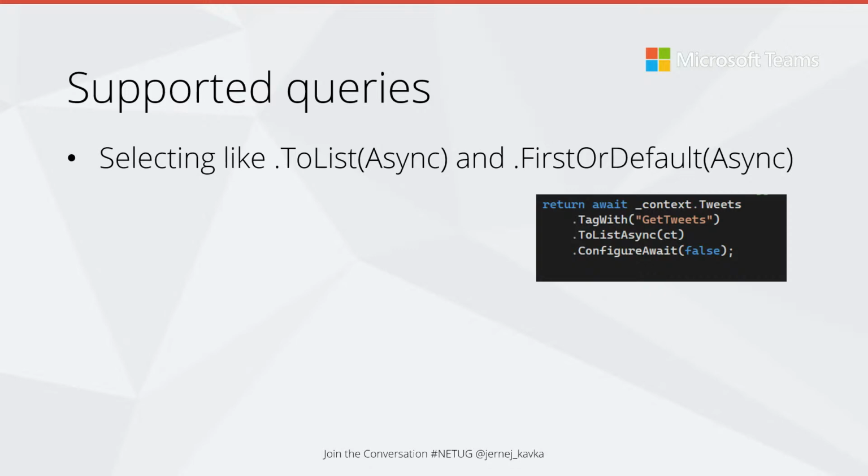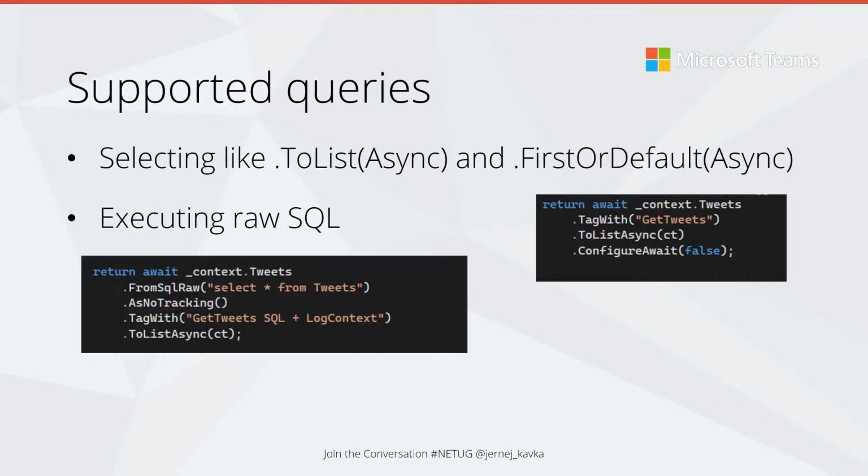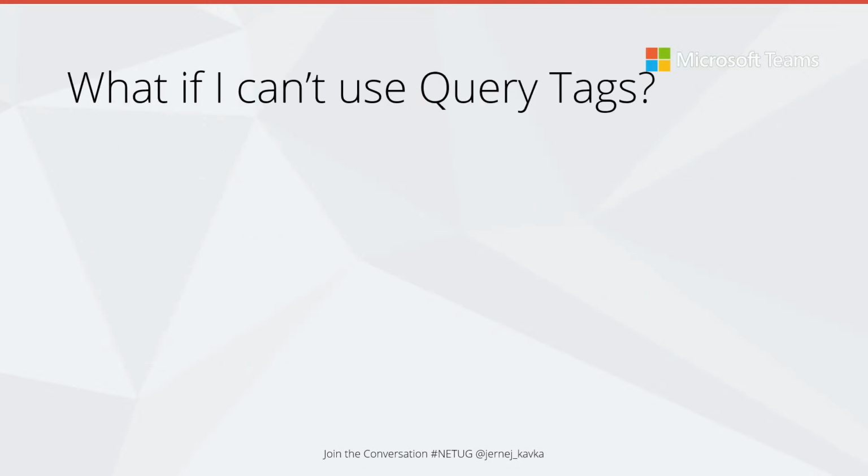And you can use this with ToList, async or non-async version, FirstOrDefault, async or not, as well as executing raw SQL queries. But where can't you use query tags? Well, stored procedures. There is a hack in 3.0 and 3.1 to make it work. I didn't manage to make it work in EF Core 5. Maybe there's a way to do it, but as far as I know, in EF Core 5, you can't tag it easily.